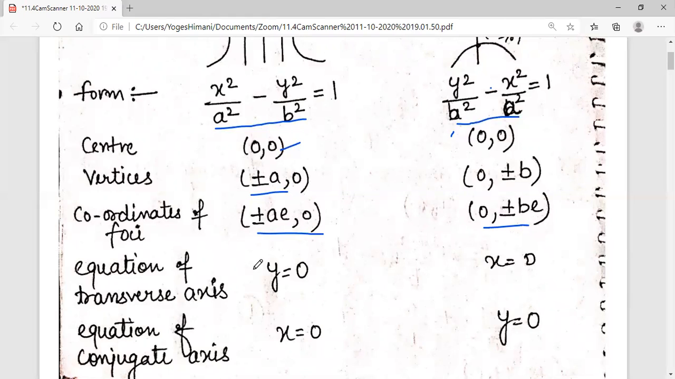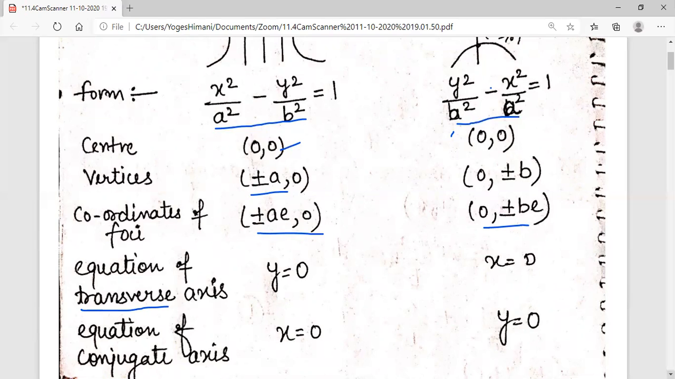Now, equation of transverse axis. Like in ellipse, students, we have done major axis. It's not the major axis, but it's same like that. You can make your understanding clear. Like transverse axis, wherever your hyperbola is. If your hyperbola is on the x-axis, then your transverse axis is the x-axis. Then what will be the equation? y is equal to 0, and for the y-axis, x is equal to 0.